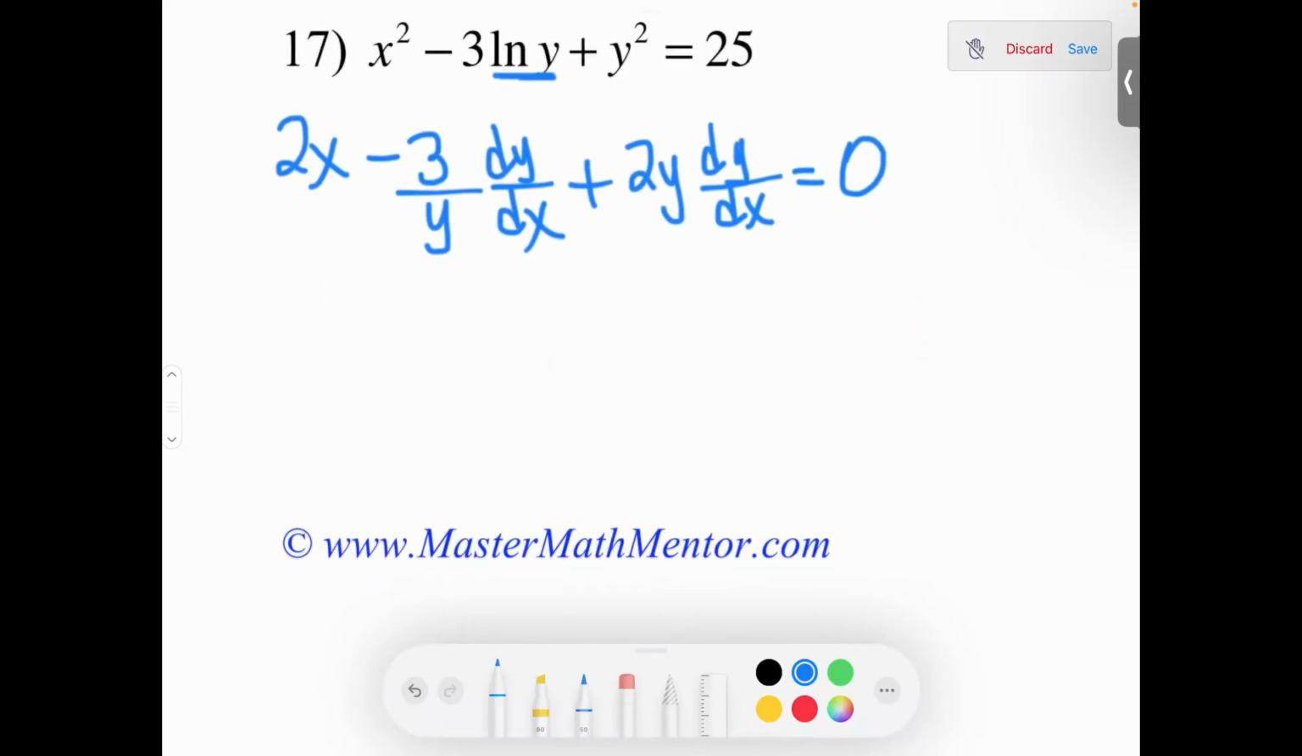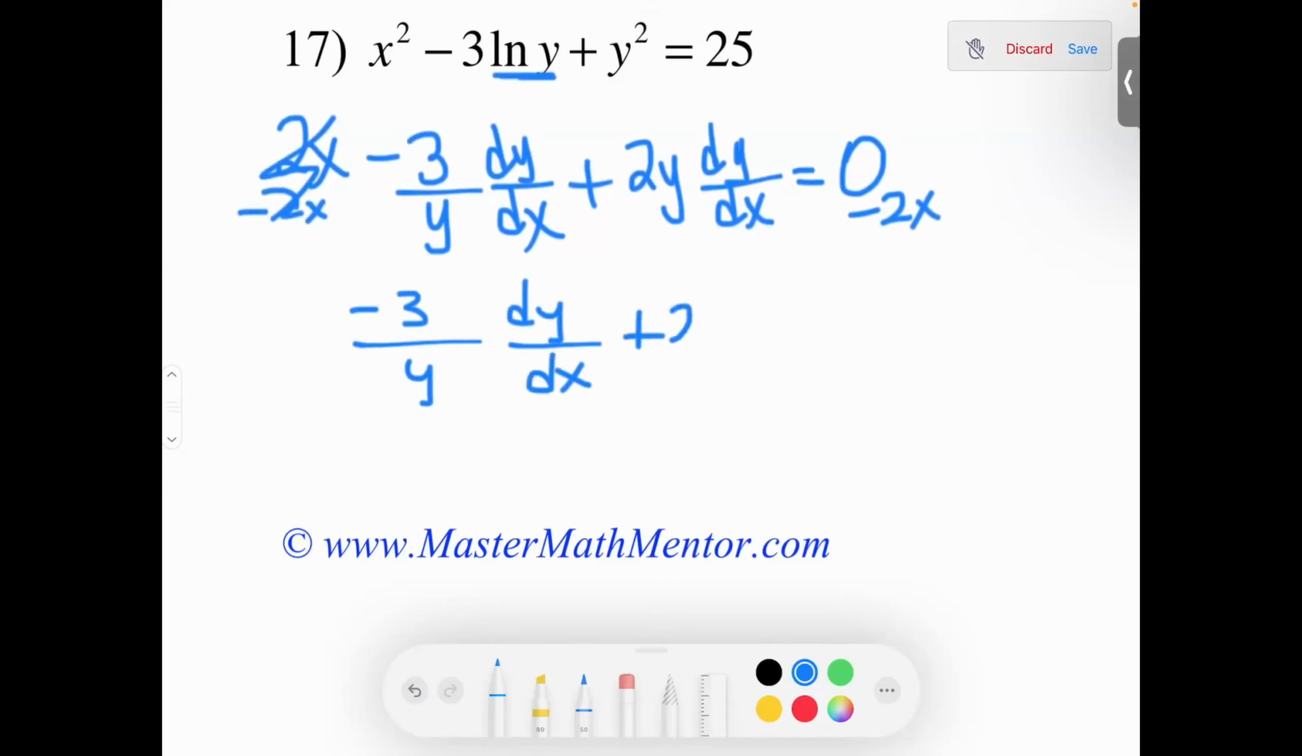So anything that doesn't have a dy/dx, we're going to move to the other side. So we're going to subtract 2x from both sides. Cancels here. We get negative 3 over y dy/dx plus 2y dy/dx is equal to negative 2x.